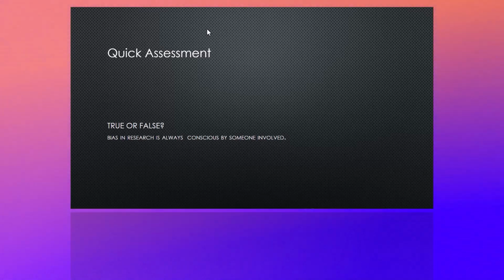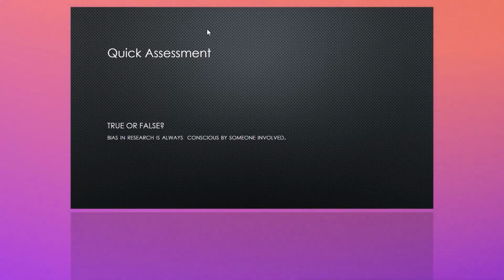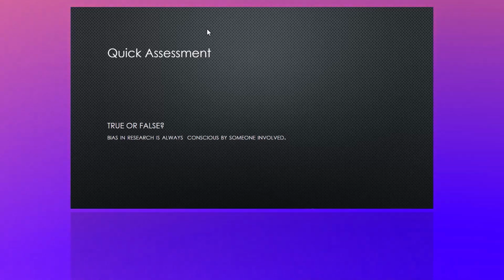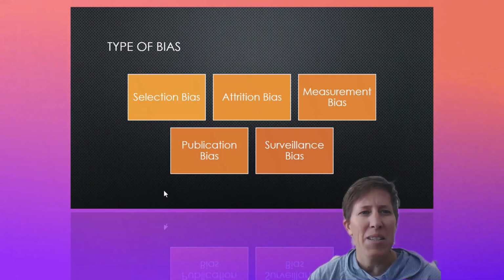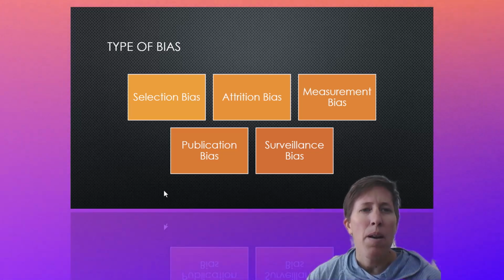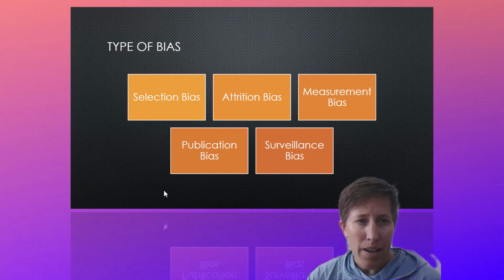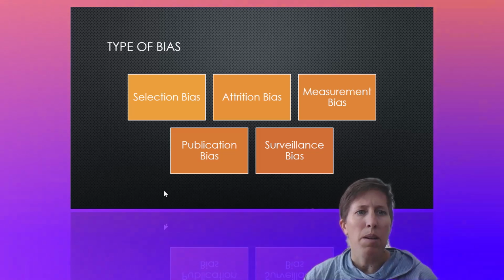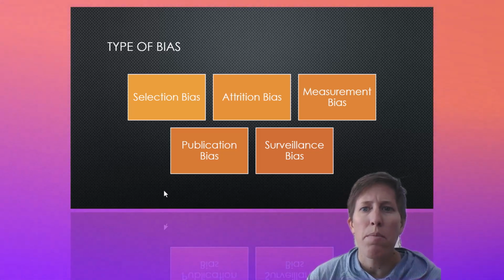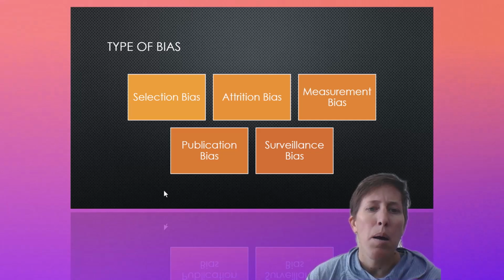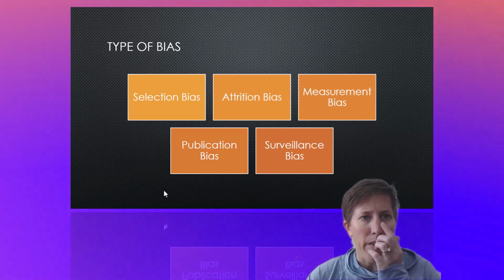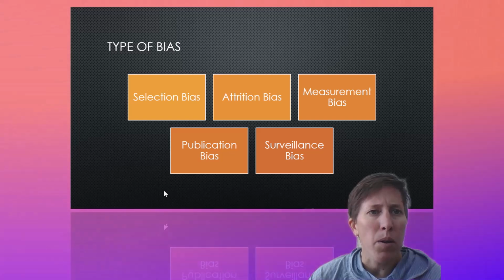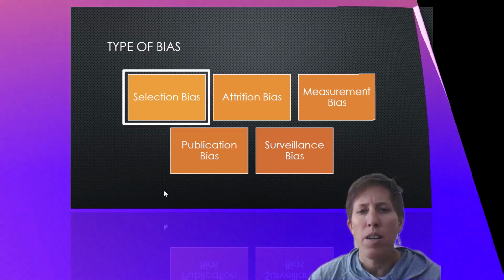That's definitely a false statement. It's not always a conscious decision and often unconscious, and we'll talk about that as we continue on the types of bias. In this lesson, we'll talk about 5 types of bias. There are more than 5, and each bias can have a different name. The biases we'll talk about today are selection bias, attrition bias, measurement bias, publication bias, and surveillance bias. Some of these can be quite intuitive considering their names.